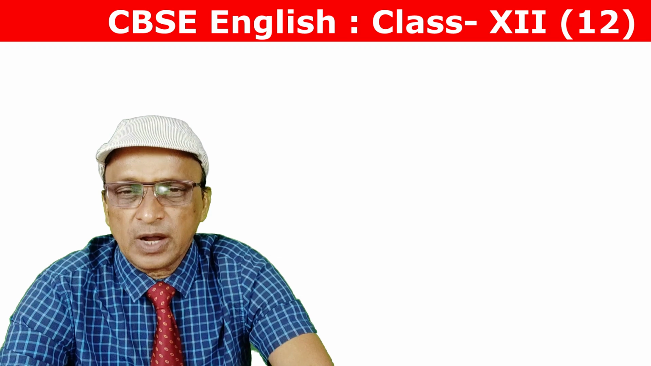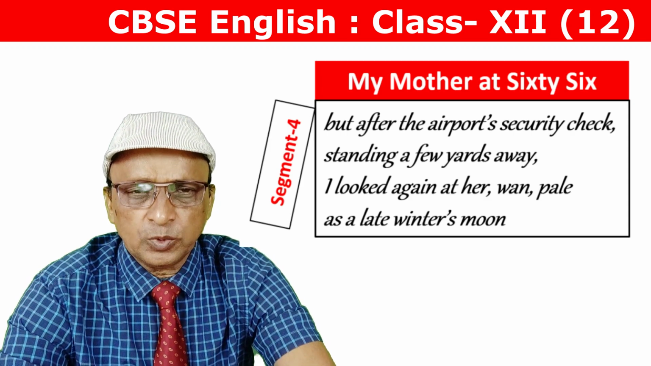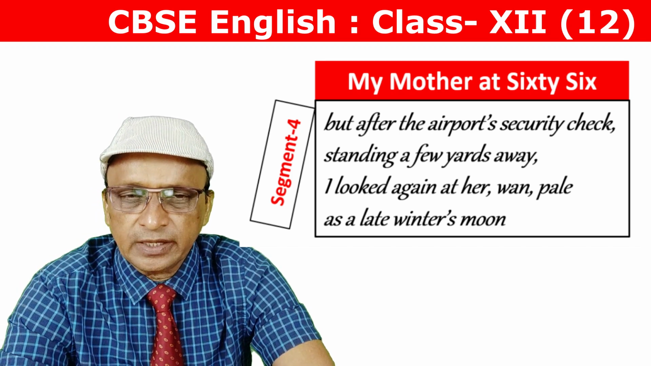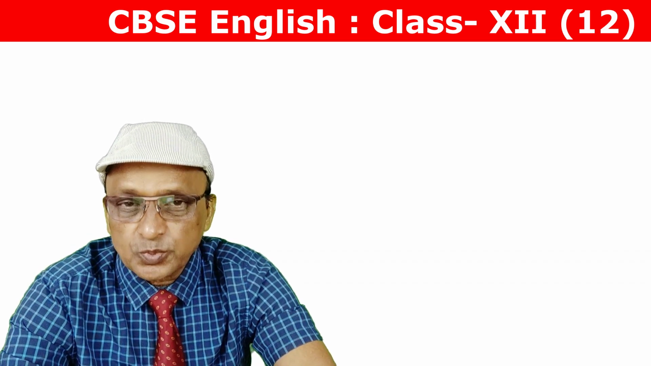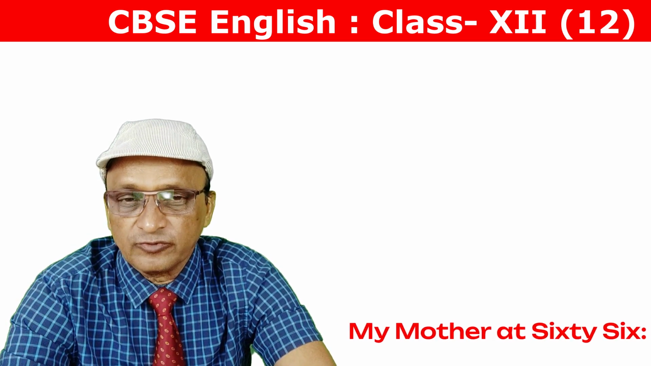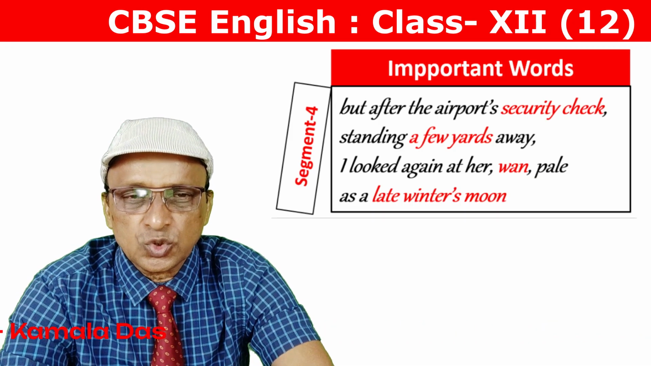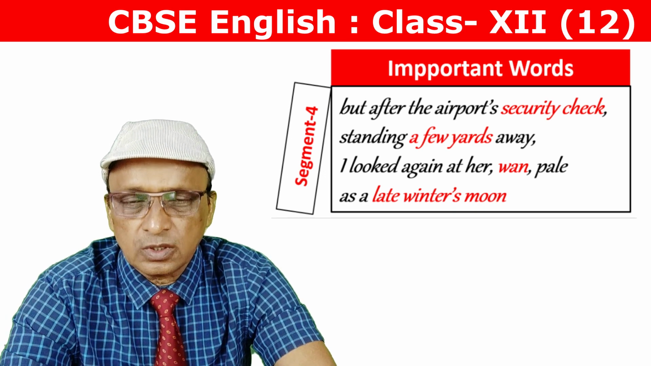Come to the next part of the poem, having four lines. But after the airport security check, standing a few yards away, I looked again at her, wan, pale as a late winter's moon. This part of the poem also contains a very meaningful idea. In this part, we have certain words whose meanings you should know. Security check, a few yards, wan, late winter's moon.